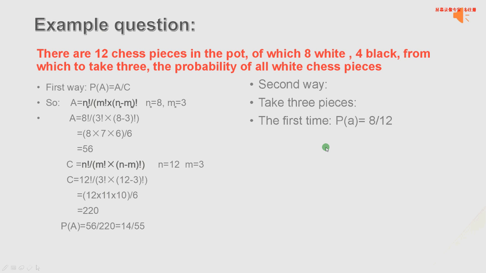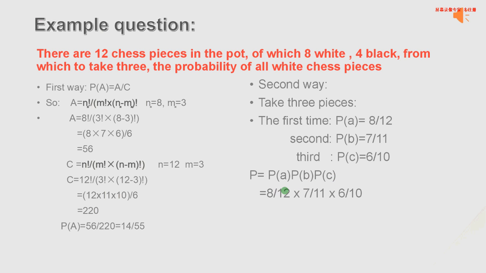So together in the pot we have 11 chess pieces and 7 white pieces. So the probability of get white chess pieces in the second time is 7 divided 11. The third use the same way to deal with this. The probability is 6 divided 10. Now we use the formula to get the answer is P equal P(A) multiply P(B) multiply P(C). This is 8 divided 12 multiply 7 divided 11 multiply 6 divided 10. The answer is 14/55. Better understand.